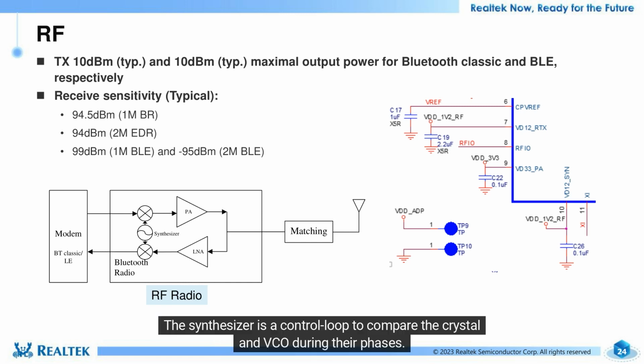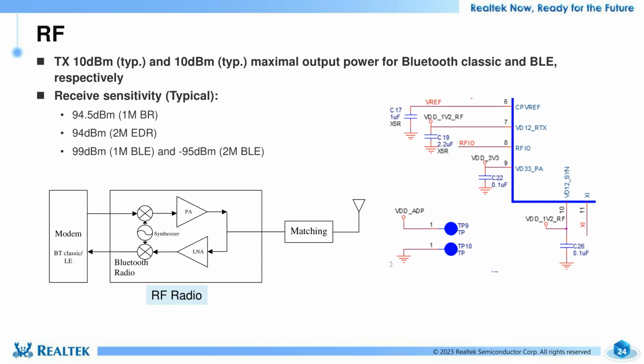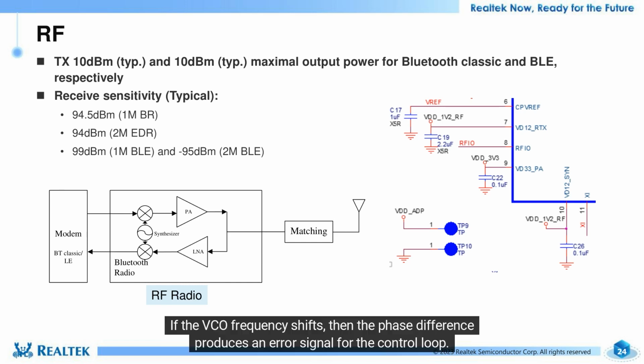The synthesizer is a control loop to compare the crystal and VCO during their phases. If the VCO frequency shifts, then the phase difference produces an error signal for the control loop.